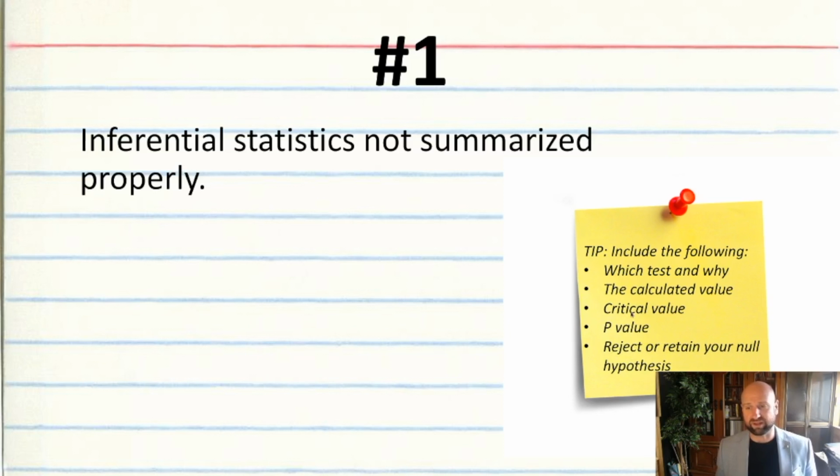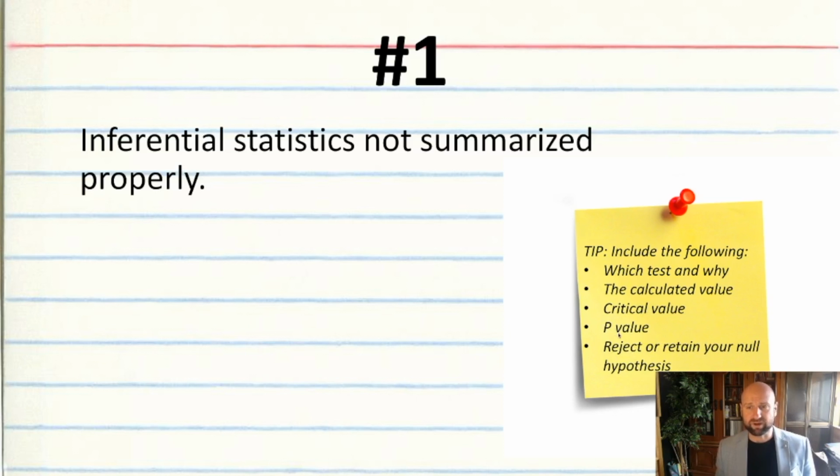Include the critical value. Now, to understand what the critical value is, you're going to need to use a critical values table. Again, watch the Mann-Whitney U test video to explain that. I've also got a whole other video on inferential statistics, so you want to watch that.